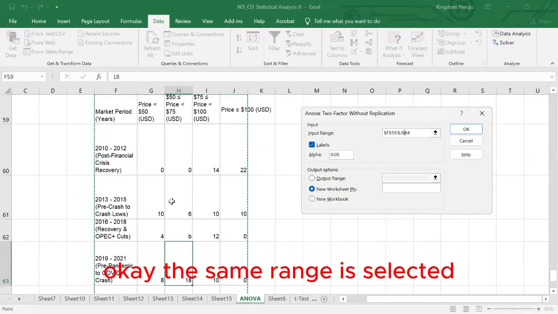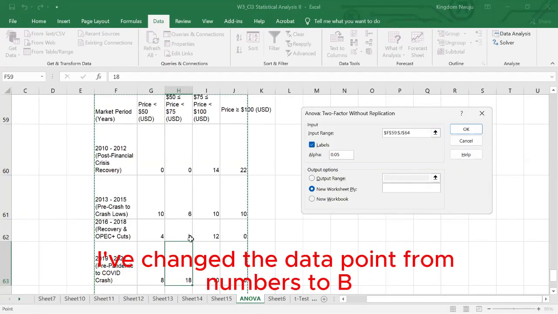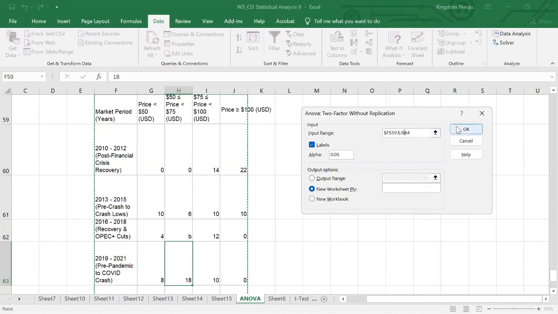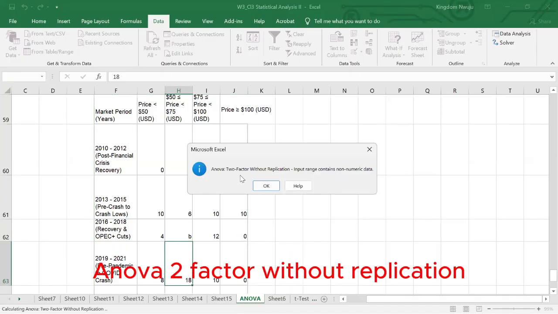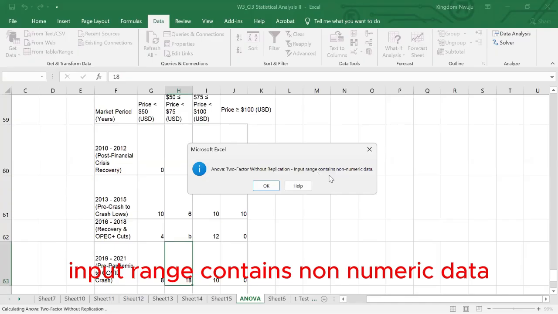Okay, the same range is selected. But remember, I've changed the data point from a number to B. If I click on OK, Excel is going to give me a warning: ANOVA two-factor without replication. Input range contains non-numeric data.